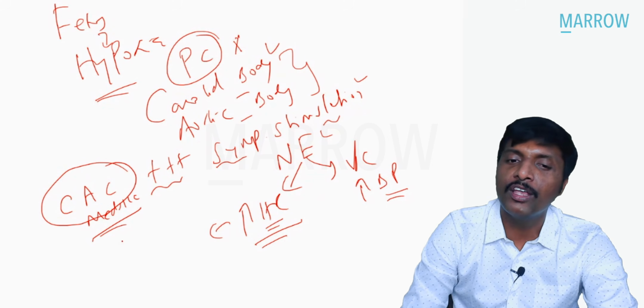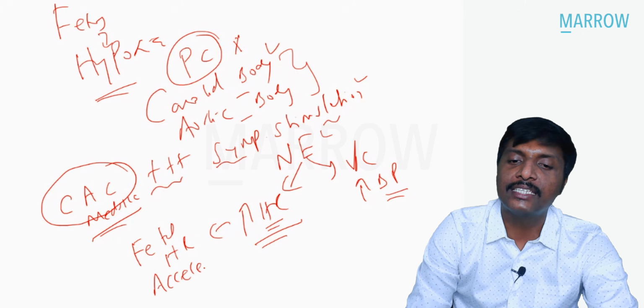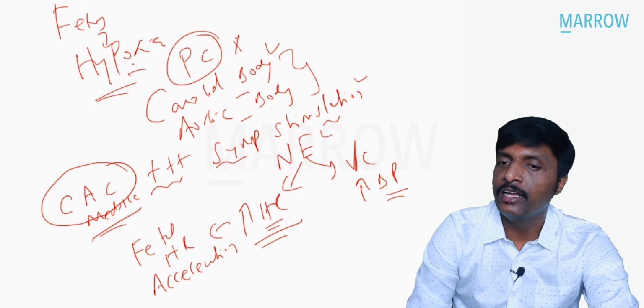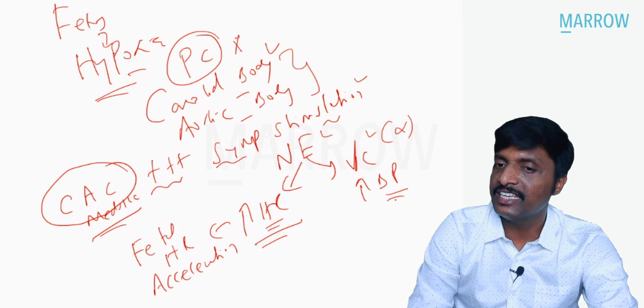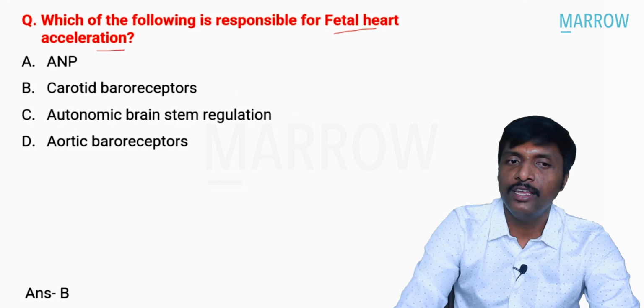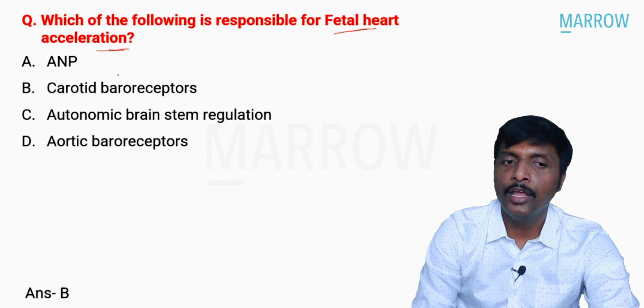This is what we call the one asked in the question, fetal heart rate acceleration in response to fetal hypoxia. There is also vasoconstriction, which is alpha receptor mediated. There is increase in blood pressure. Very important. Now look very carefully. Which of the following is responsible for fetal heart rate acceleration?